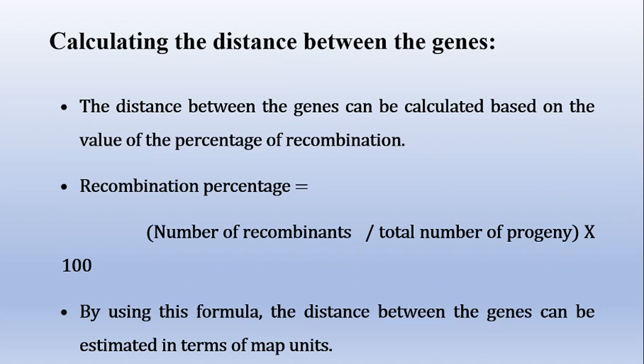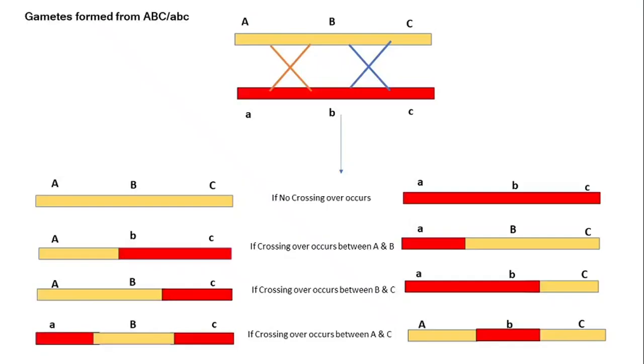Calculating the distance between the genes. The distance between the genes can be calculated based upon the value of percentage of recombination. Percentage of recombination can be calculated by the formula: number of recombinants divided by total number of progeny into 100. By using this formula, the distance between the genes can be calculated in terms of map units. Other units for the distance between two genes is centimorgans.